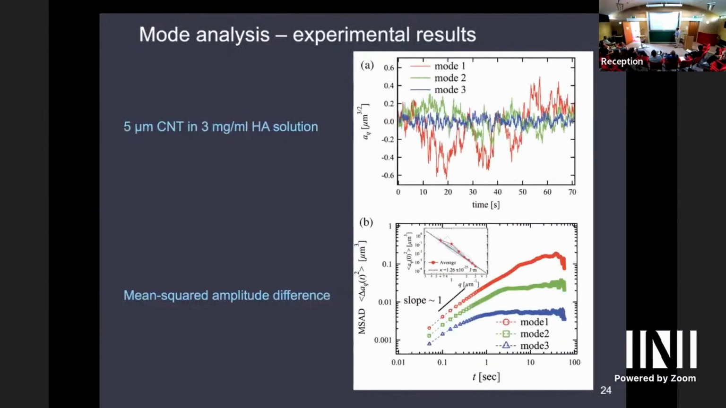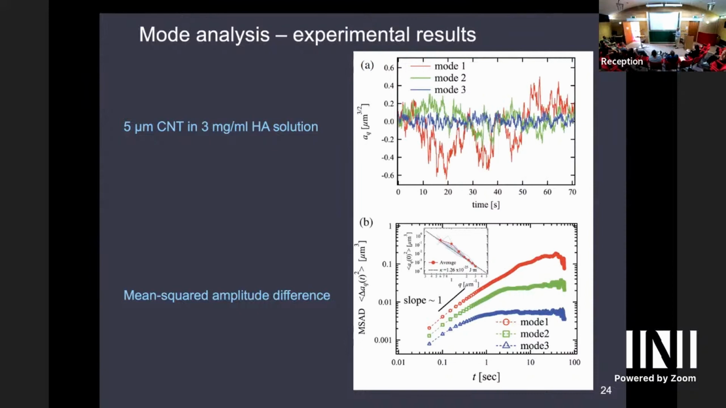So now, how good is that? So here is, and this was a test solution with hyaluronic acid. So we knew the viscosity of that system, and we could also, of course, measure it independently with standard microrheology. So here you see the first 3 modes of a 5 micrometer long carbon nanotube, which I think was very similar in length to the one I showed you the video of. And so you see the long wavelength modes fluctuate more, as you expect for a bending elastic filament, and the higher modes fluctuate less. But you can record pretty well by just tracking them in video.